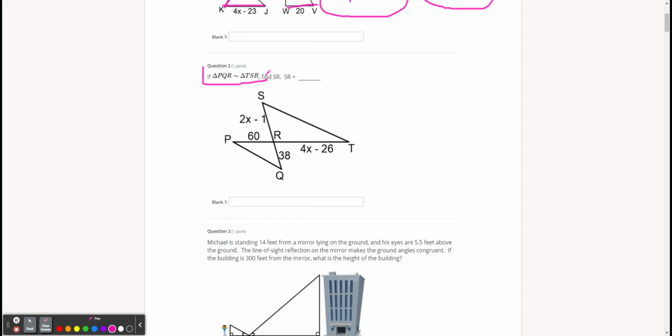So again, this one is going to be a proportion. How do I set up this proportion? Be careful with this one because it's asking the length of SR. So once you get your X, you've got to substitute it back in here. Okay.